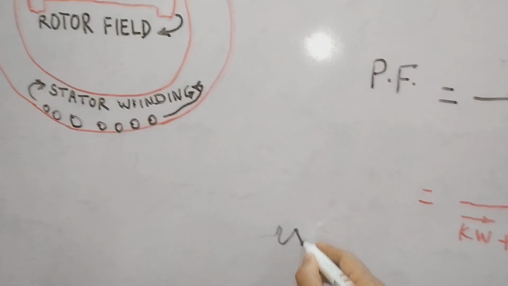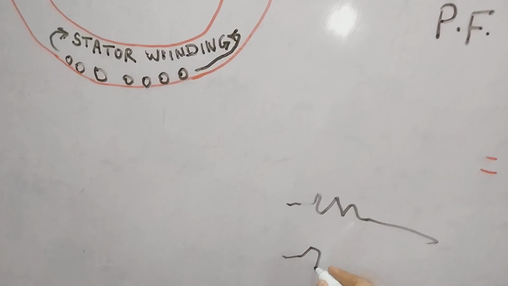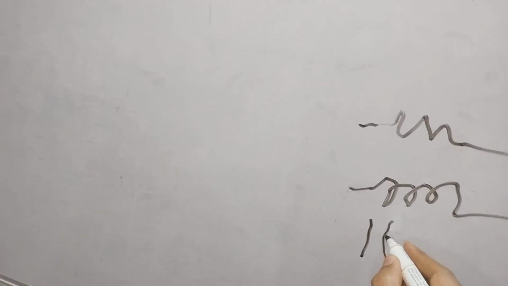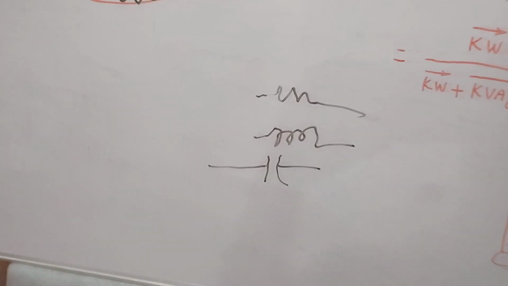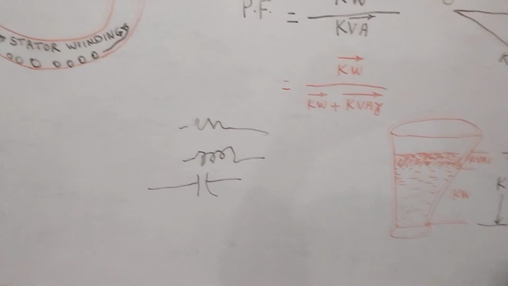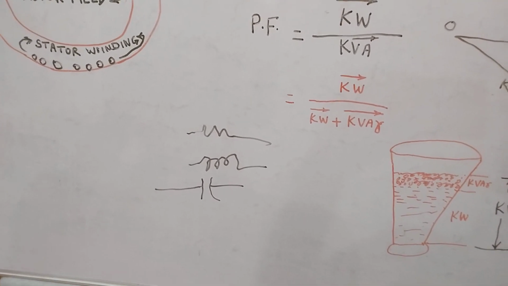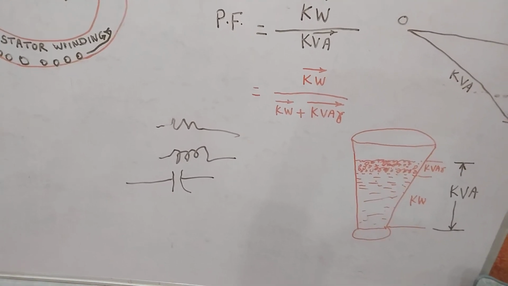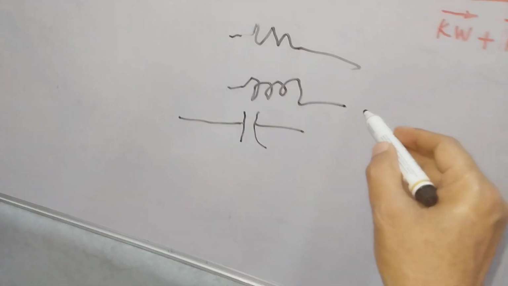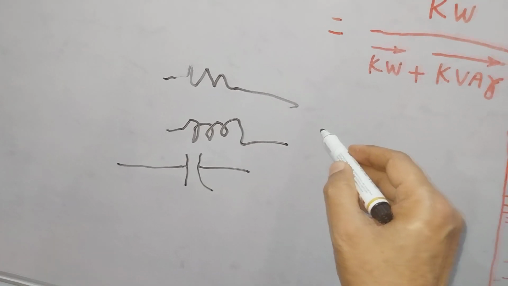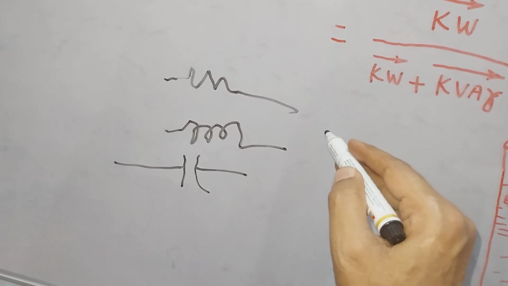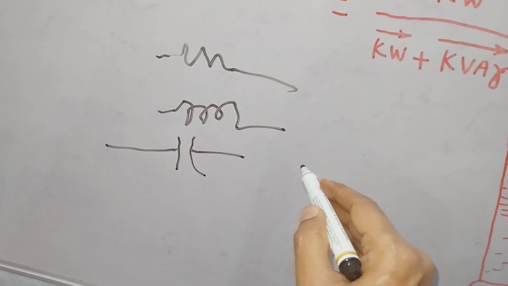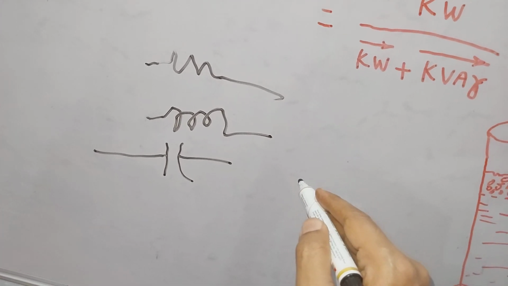Resistance, inductance, and capacitance are passive circuit elements. In an AC resistive circuit, the current is in phase with voltage. In inductive circuits, the current lags by 90 degrees, and in capacitive circuits, the current leads the voltage by 90 degrees.